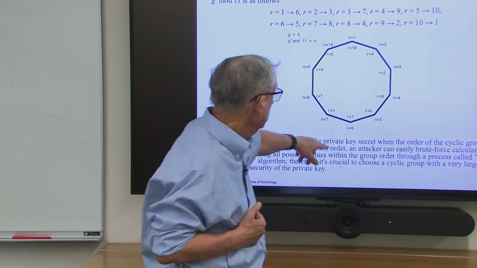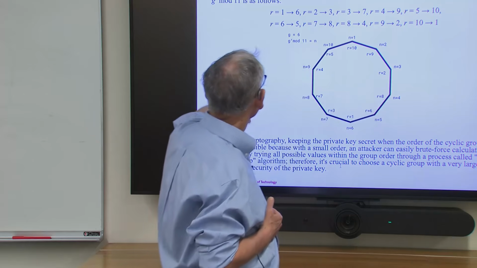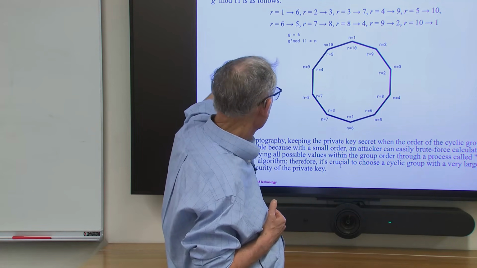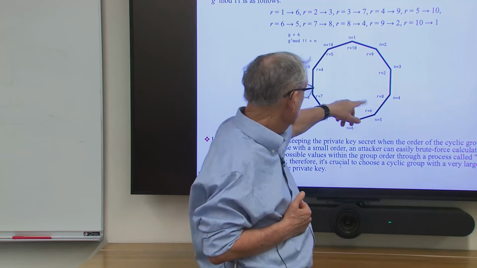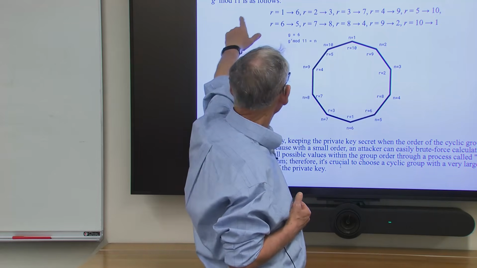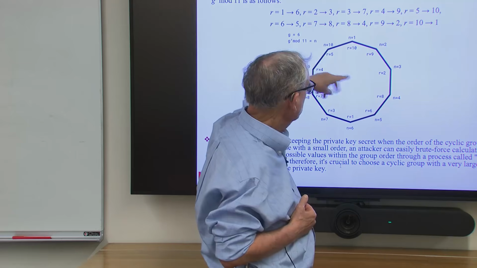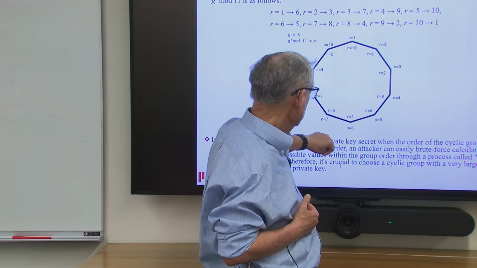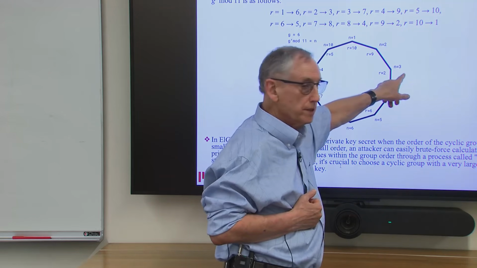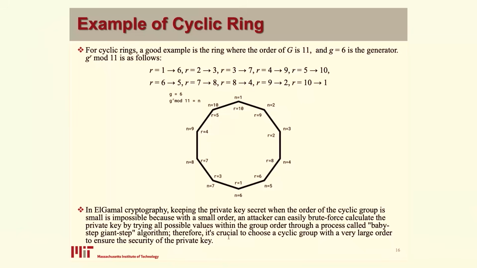If r is equal to 2, then 6 times 6 is 36. 36 divided by 11 leaves a remainder of 3. So for r equal 2, n is equal to 3. So the outer circumference of this are the remainders after you take the modulus of the powered object. And the interior is the number of times you're multiplying by itself successively.